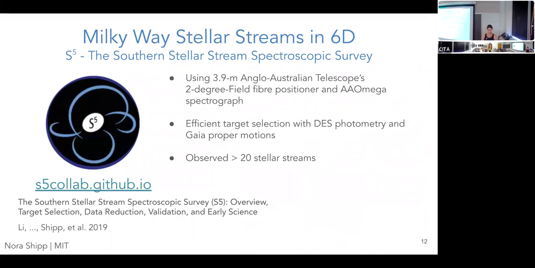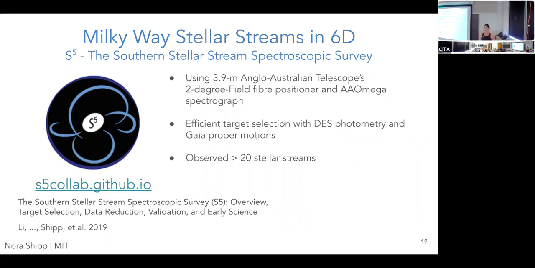Okay, so for the final velocity component, the radial velocities, we've been conducting a spectroscopic survey led by Ting Li with the goal of measuring radial velocities and metallicities of stellar streams across the southern sky. The survey is called S5, or the Southern Stellar Stream Spectroscopic Survey. We use AAT. We also use Magellan for some higher resolution follow-up.